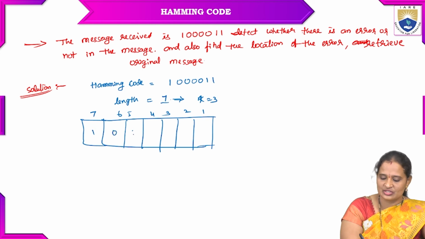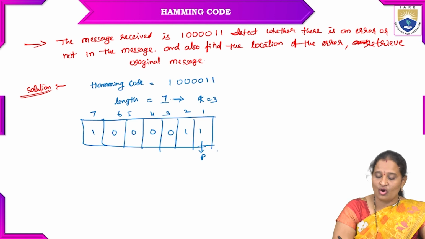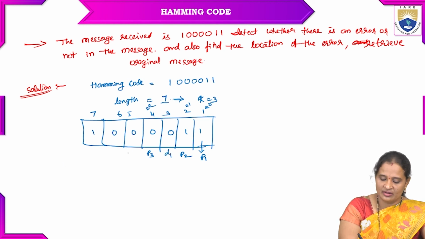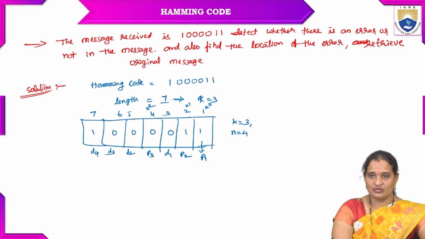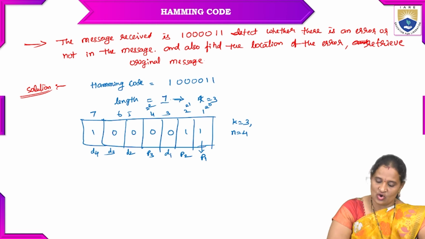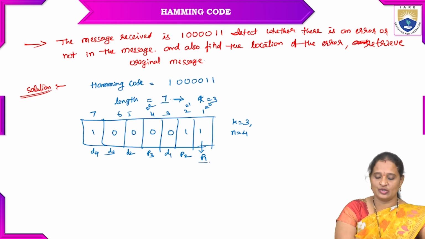So now we'll write this as 1, 0, 0, 0, 0, 1, 1. As at the transmitter side we have used Hamming code, we can identify that all the power of 2 positions, which are 2 power 0, 2 power 1, 2 power 2, will have parity bits P1, P2, P3 and the remaining are the message bits D1, D2, D3, D4. That means k equals 3 and n equals 4, because in all the power of 2 positions we have parity bits. How many parity bits do we have? 3 parity bits: P1, P2, P3.